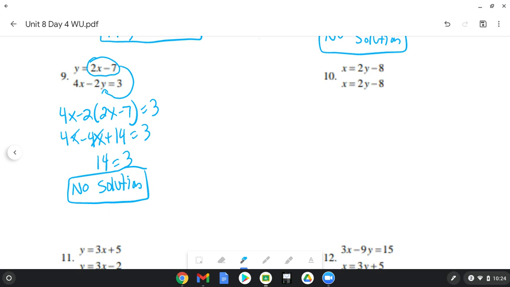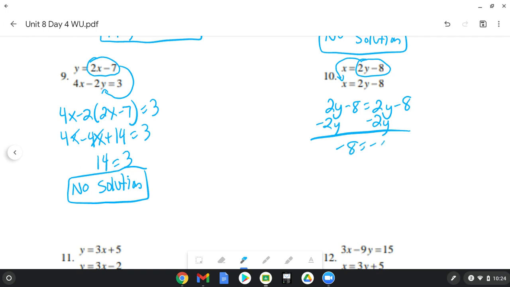Number 10, they're both x equals. So let's just circle one, plug it in for the other x. So now we have 2y minus 8 equals 2y minus 8. We subtract the 2y from both sides, and we get -8 equals -8. This one, because they're identical, would be many solutions.